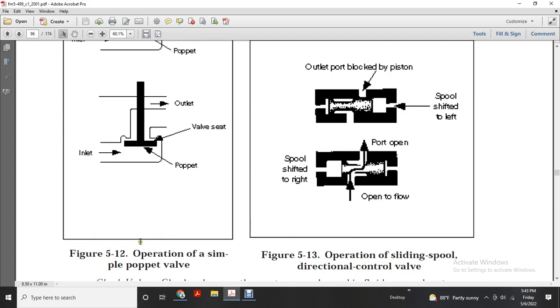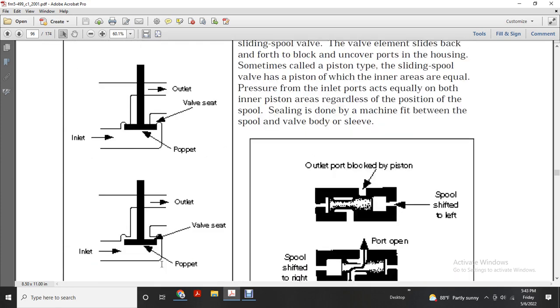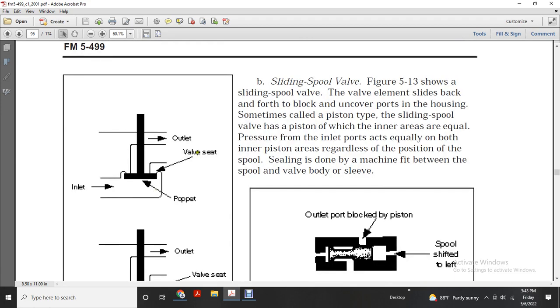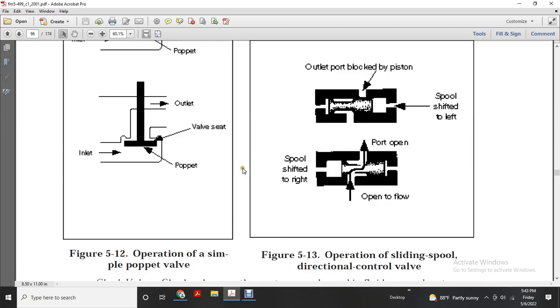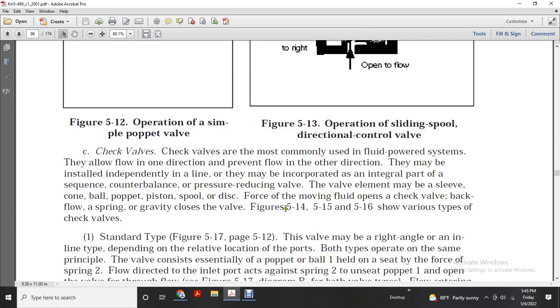Figure 5.12 shows the operation of a simple poppet valve. It shows the inlet, the poppet in the valve seat, and the outlet. Figure 5.13 shows the operation of a sliding spool directional control valve: outlet blocked by piston; spool shifted to the left; spool shifted to the right; port open to flow.